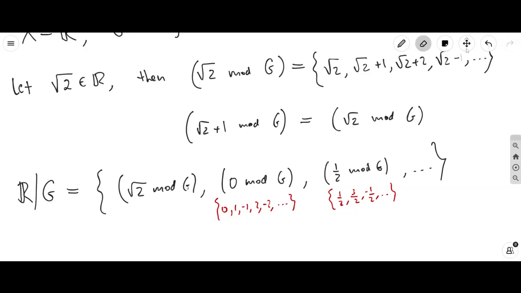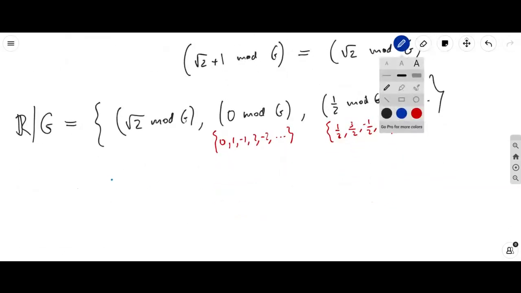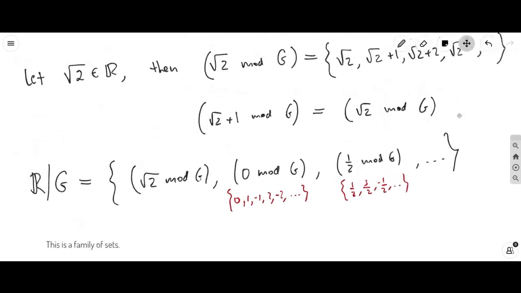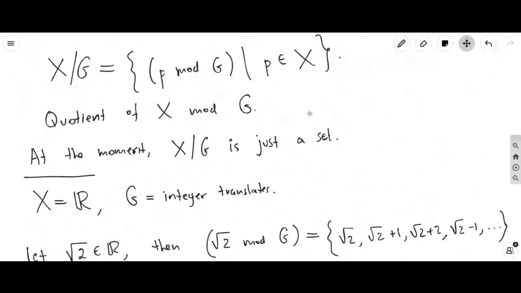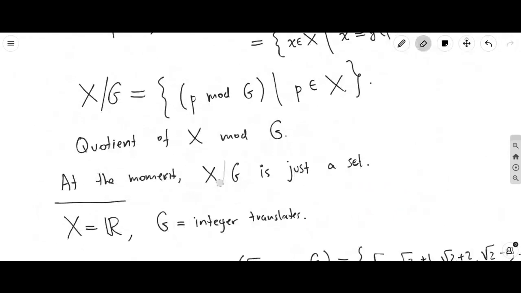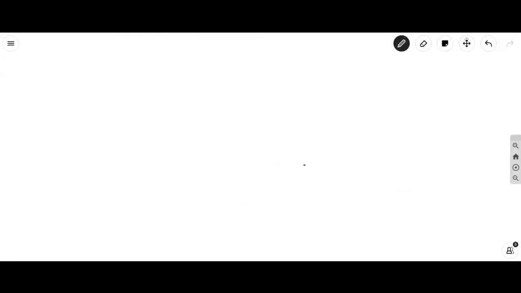What is this? This is a set of sets, or we usually just say it's a family of sets. That's what that is. So it's quite complicated because the elements that make it up happen to be sets themselves. But that's what that is. And what we want to do, so at the moment this is just a set, and we want to turn it into a topological space.